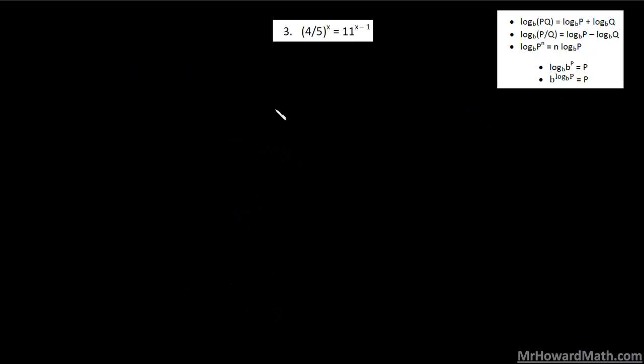All right, number 3 here, we've got a base of 4/5 over here on this side. We've got a base of 11 over here on this side. So we ask ourselves, can we set like bases? No, not really. 4/5 and 11, we're not going to be able to set like bases there. So we're going to need to take the logarithm of both sides. So we would get log of 4/5 to the x power is equal to the logarithm of 11 to the x minus 1 power.